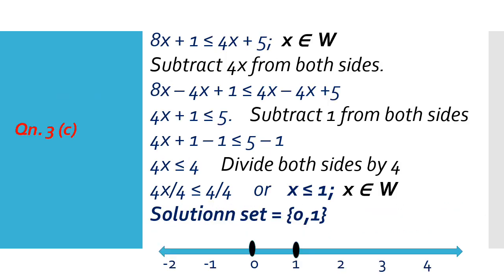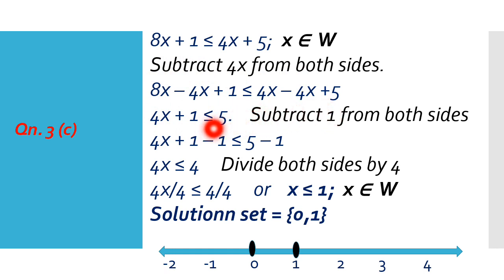See the next question, question number 3, bit C. We have to get the solution set, and after that represent it graphically. The question is 8x plus 1 is less than or equal to 4x plus 5, and x belongs to whole numbers W: 0, 1, 2, 3, 4, like that. We will first subtract 4x from both sides, so 8x minus 4x, and 4x minus 4x, this 4x cancelled, and here we have 8x minus 4x is 4x plus 1, and on the right hand side only 5 is left, correct?